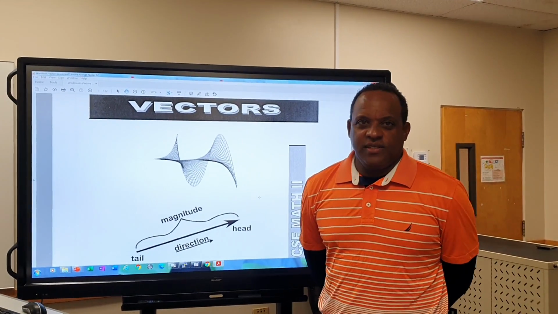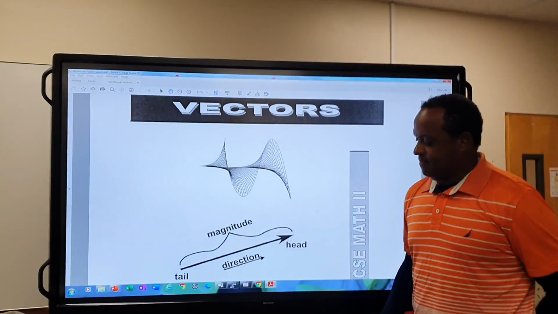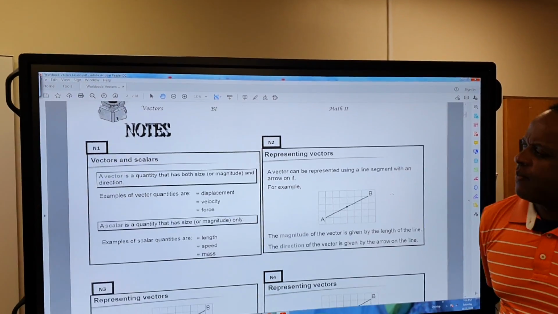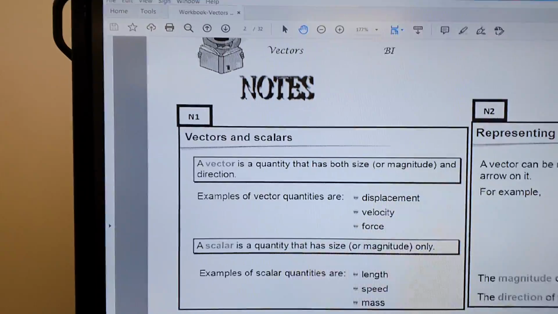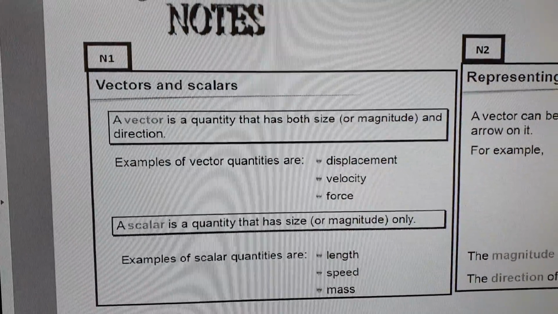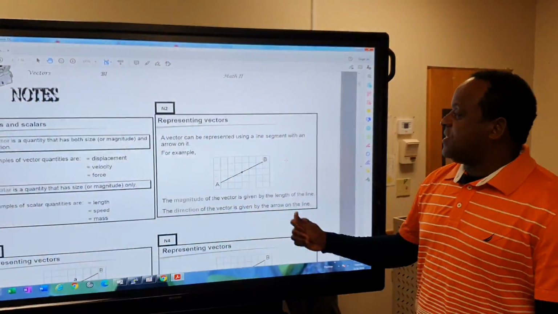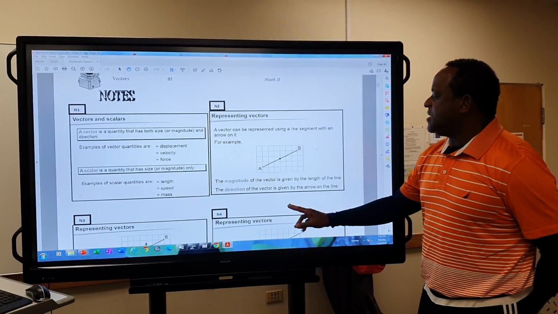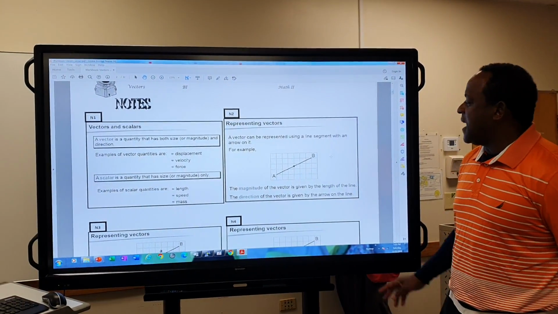So, vectors. A vector has magnitude and direction. A vector is a quantity that has both size, or magnitude, and direction. Examples of vector quantities are displacement, velocity, and force. A vector can be represented using a line segment with an arrow on it. For example, the magnitude of a vector is given by the length of the line. The direction of the vector is given by the arrow on the line.